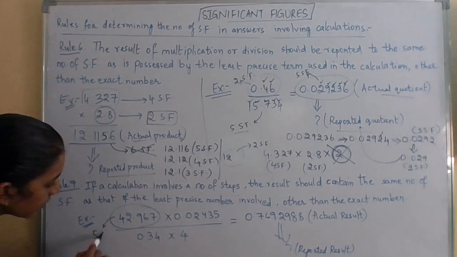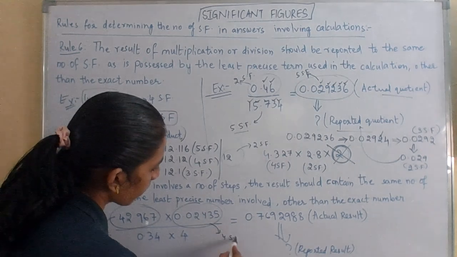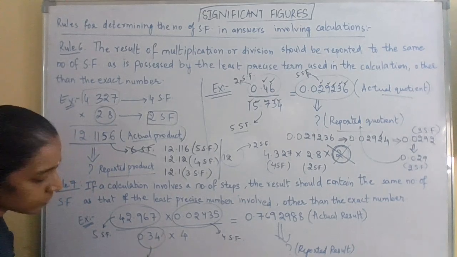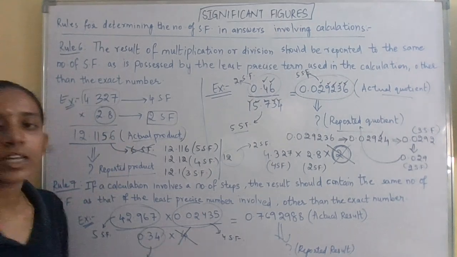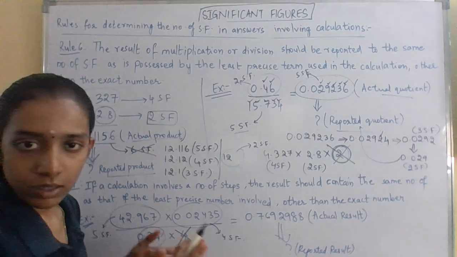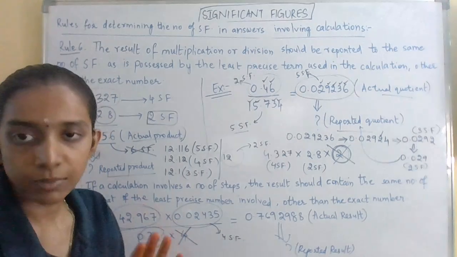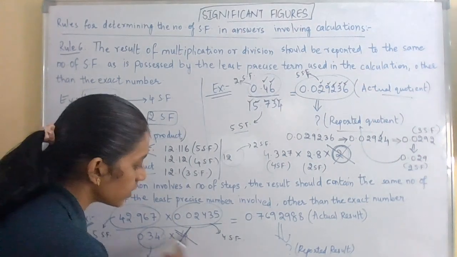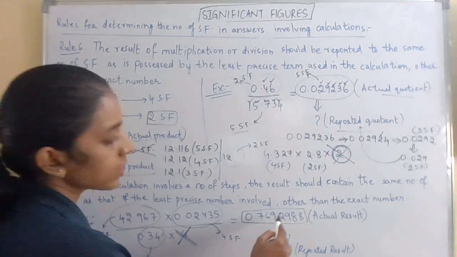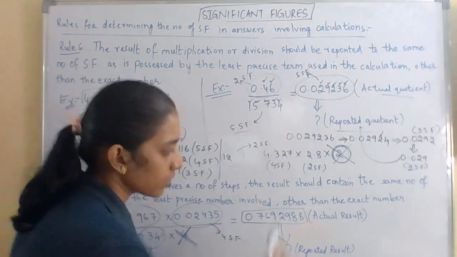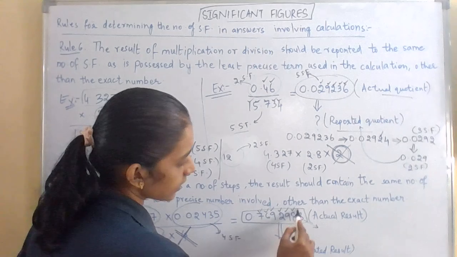42.967 has 5 significant figures. 0.02435 has 4 significant figures. 0.34 has 2 significant figures, and 4 is an exact number, so we will not consider it. I mean, we will involve it in calculations, but while determining the number of significant figures, we will not consider this 4. So what will be the actual result? 0.7692988. That is the actual result. The number of significant figures here is 1, 2, 3, 4, 5, 6, 7.